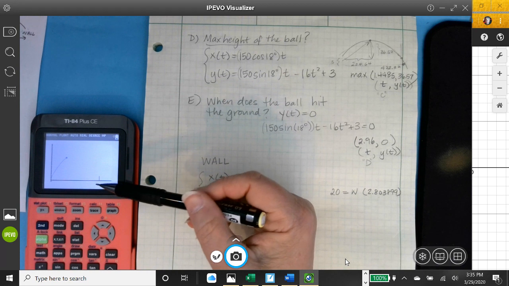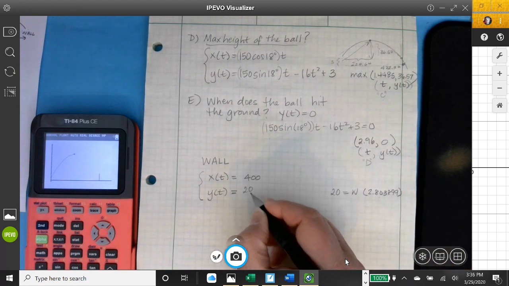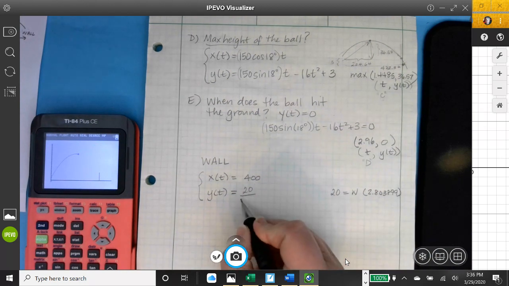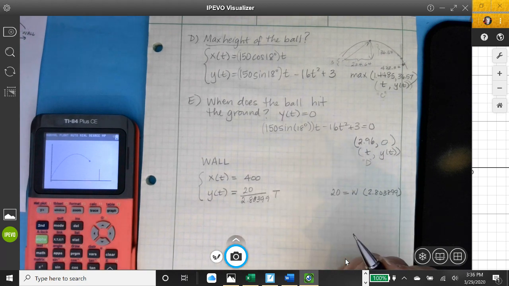Okay, so what have I done? I've created a wall with the slope of 20 over, well, it's graphing 2.80399 times t. And we'll see if it hits it. Boom, it hits it. You see it? And it's going to bounce off and somebody can grab it. It's pretty cool, I think.